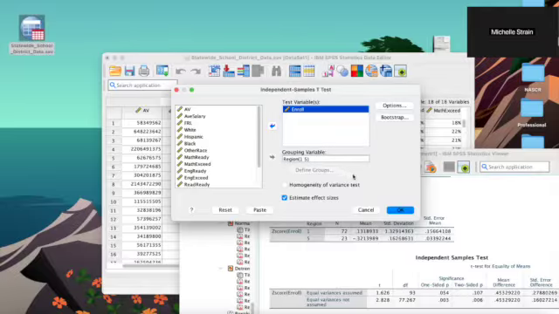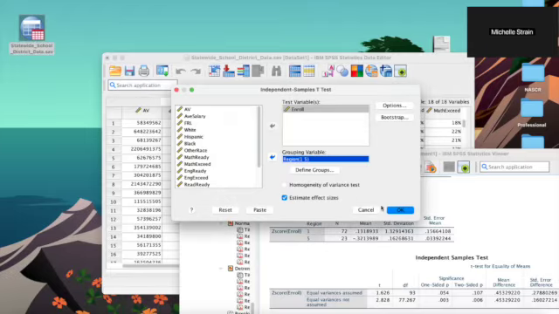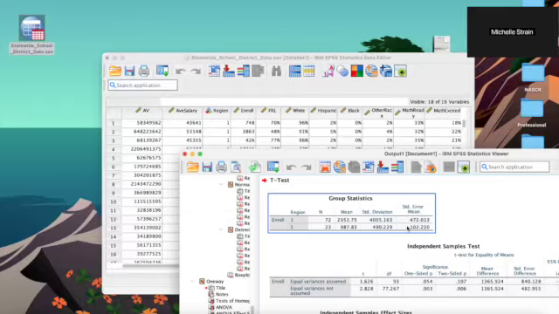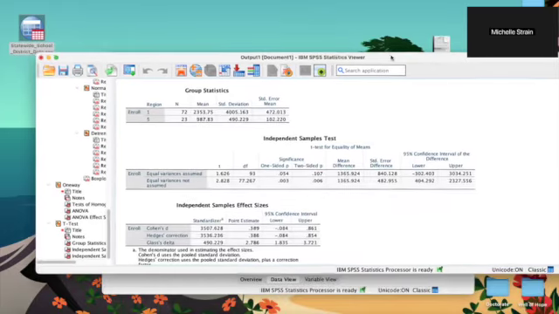So from there, to show you how to do that, you're going to define groups, and I went ahead and entered 1 and 5 as my variables. So we're going to click OK, and it's going to run our independent sample t-test.